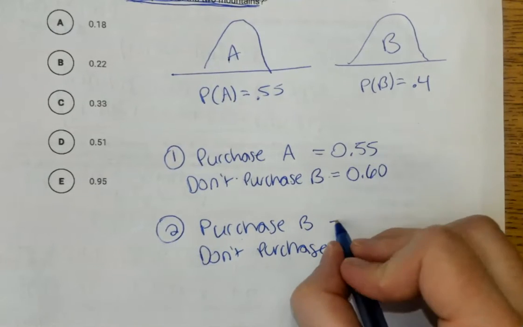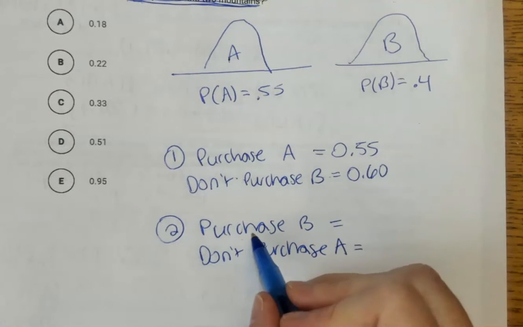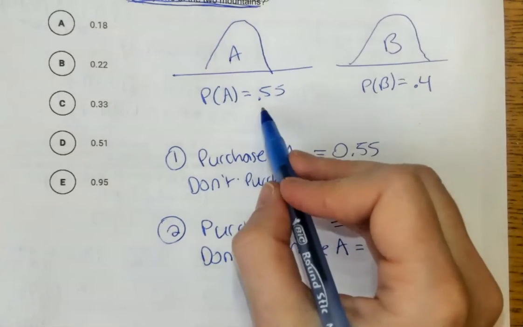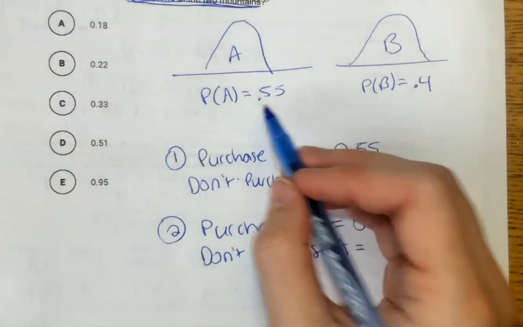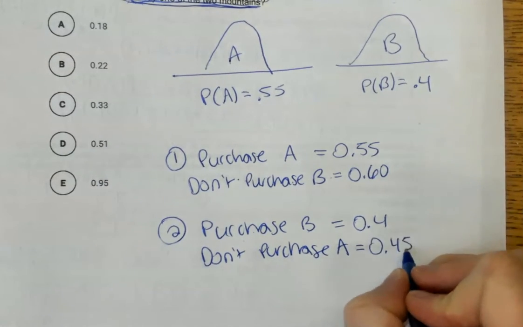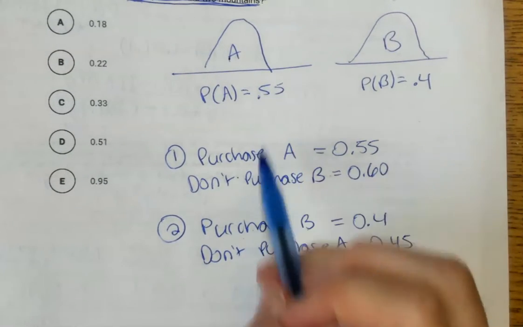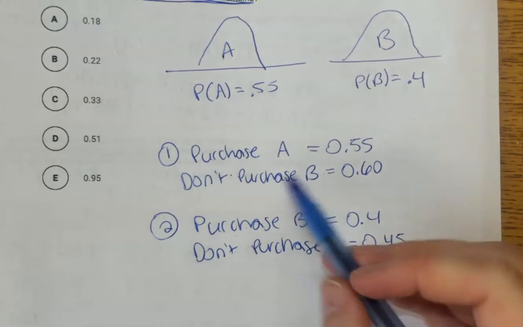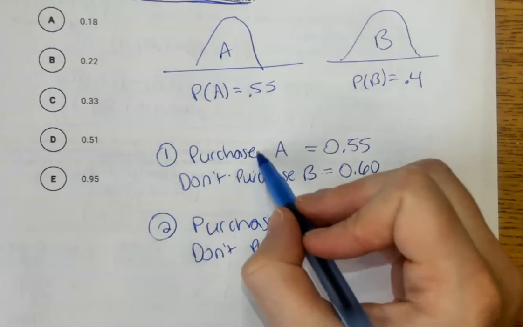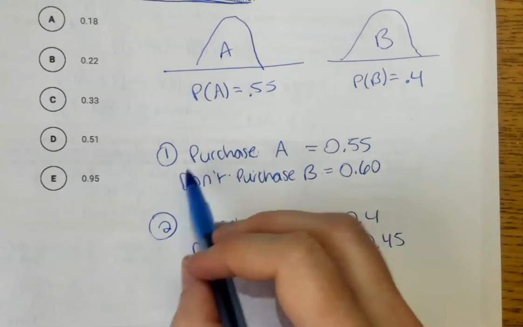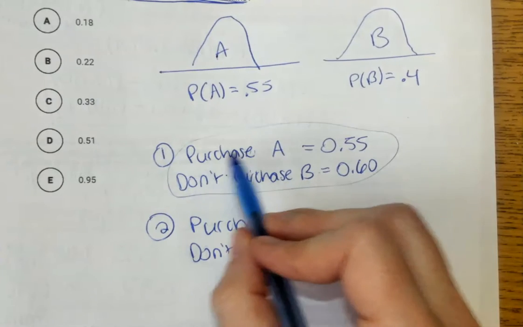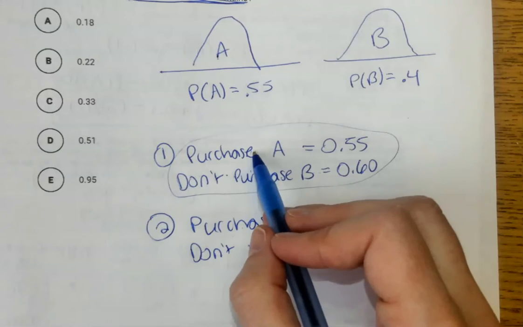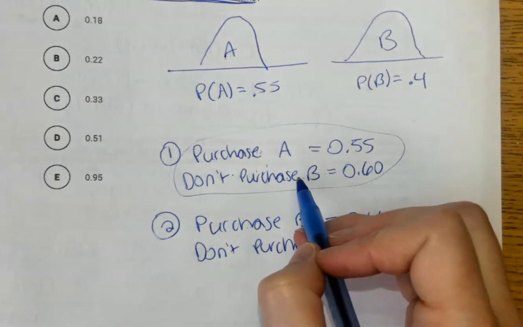Let's see down here. Purchasing B is 0.4, and then not purchasing A is going to be the complement of purchasing A, so that's going to give me 0.45. All I did in my head was 1 minus 0.55. So I've got these situations. Is this an and situation or an or situation? I'm looking at just number one right here. Do I need to purchase A or don't purchase B? Or do I need to purchase A and not purchase B?